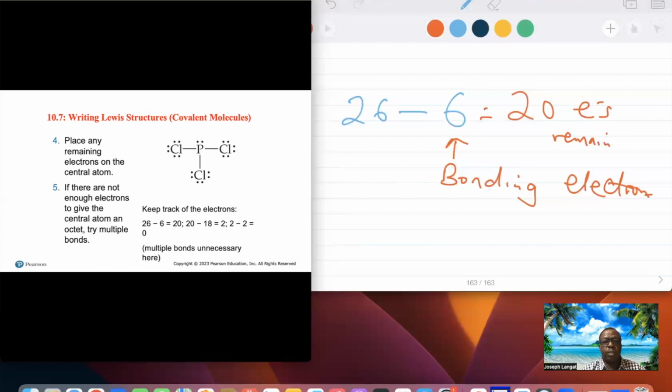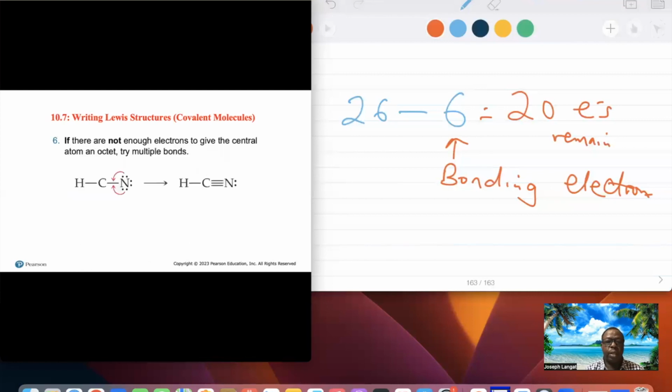You have to do the inspection to see if there is a need to form a double bond or triple bond to satisfy the octet rule, but we do not need to, because here phosphorus satisfies the octet rule, and each chlorine satisfies the octet rule. So multiple bonds are unnecessary here. If it was necessary, that means if one of them was not satisfying the octet rule, such as in hydrogen cyanide, we have to make a double bond, because hydrogen has 2 electrons, the duet.